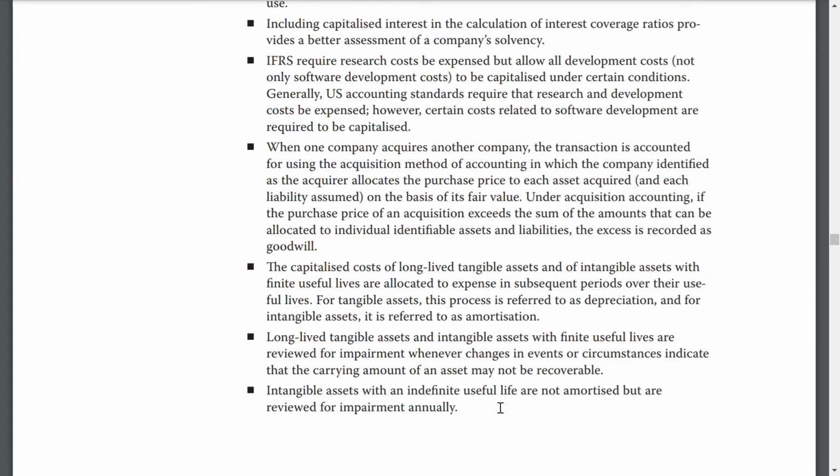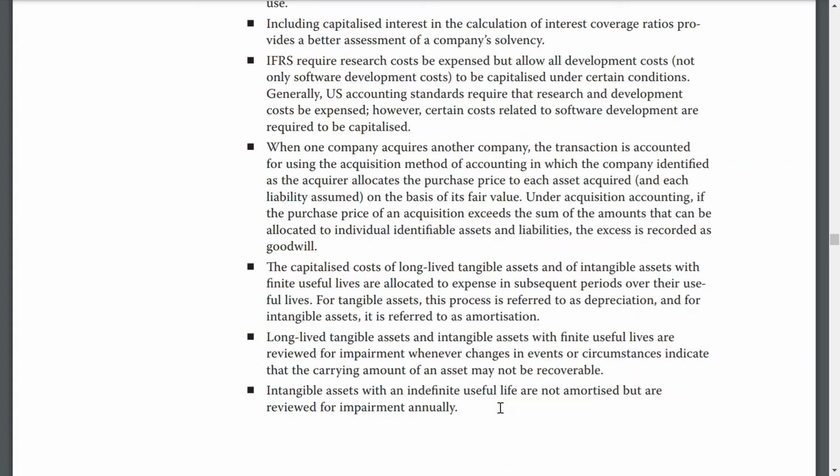When one company acquires another company, the transaction is accounted for using the acquisition method of accounting, in which the company identified as the acquirer allocates the purchase price to each asset acquired on the basis of its fair value. Under acquisition accounting, if the purchase price of an acquisition exceeds the sum of the amounts that can be allocated to individual identifiable assets and liabilities, the excess is recorded as goodwill.